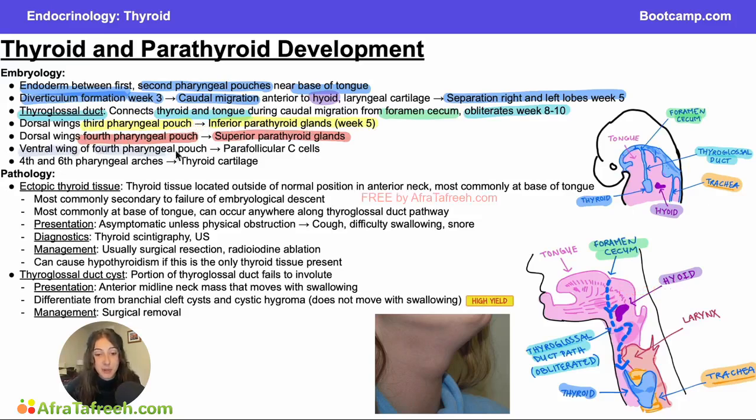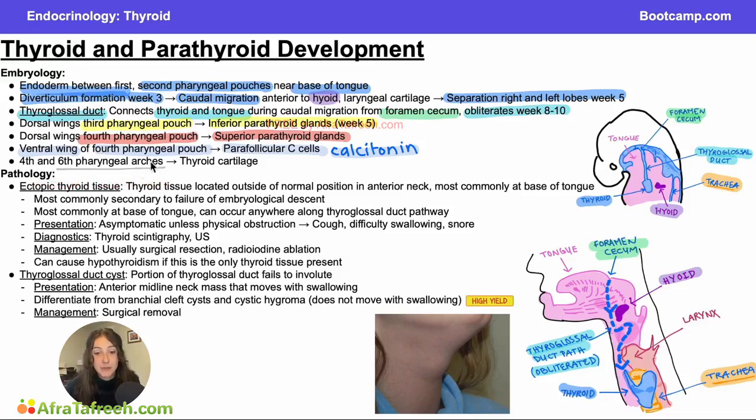Additionally, the ventral wing of the fourth pharyngeal pouch is going to give rise to our parafollicular C cells. And these cells are going to be really important because they're going to be the ones secreting calcitonin, which has a lot of jobs in bone homeostasis, calcium homeostasis, which we'll talk about in later videos.